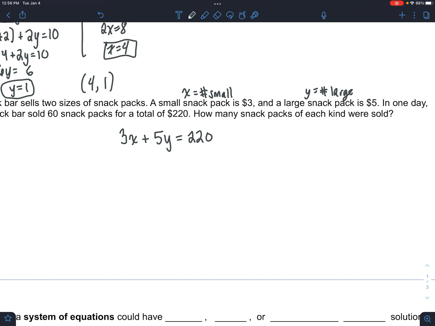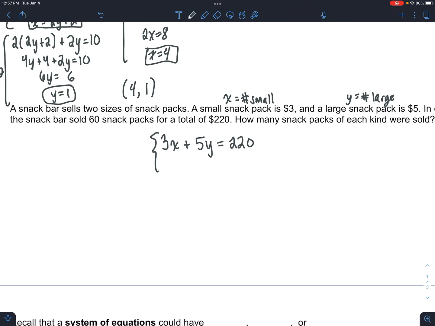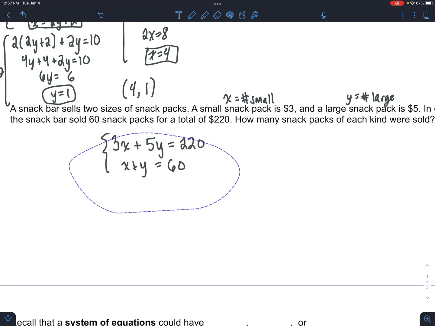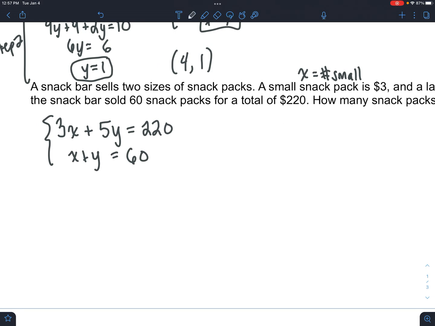It's $3 for each one times the number that you had of that plus the dollar amount you got from the large ones, and that's equal to $220. But it also says that you sold 60 in total. So x and y are numbers of snack packs. So those together added, the sum of them should be 60 as well. Cool. So what's the first step?